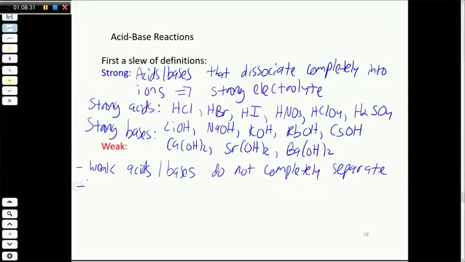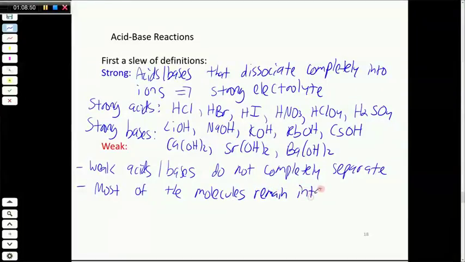So when you dissolve a weak acid in water, you're going to get some H+, but just not a lot. And what ends up happening is that most of the molecules that you dissolve of that weak acid or weak base are intact, and they don't separate at all. And for a typical weak acid, it's a very small percentage of molecules that actually dissociate. But some do, and that's why we classify them as acids.